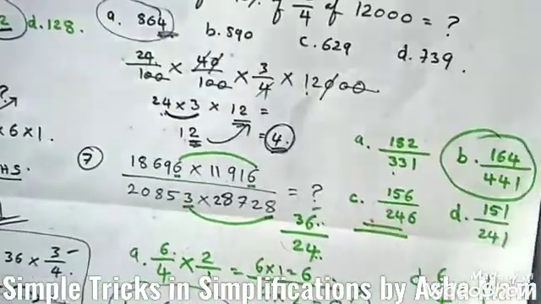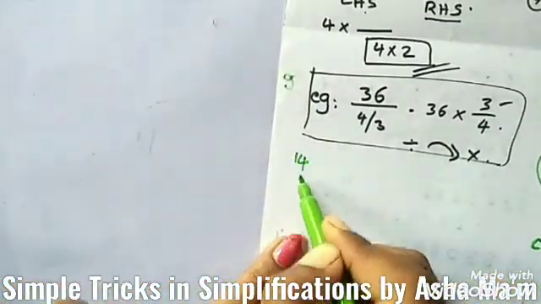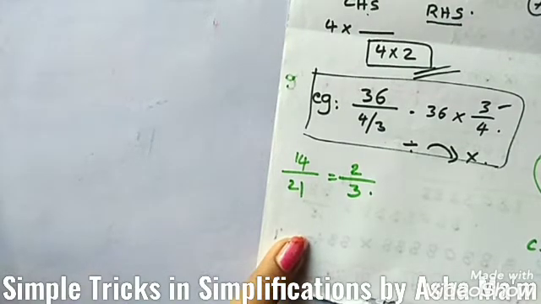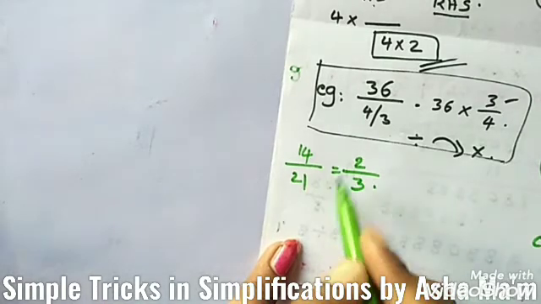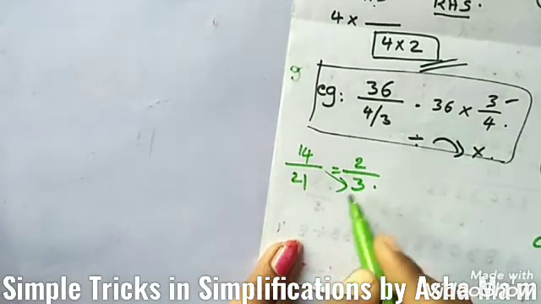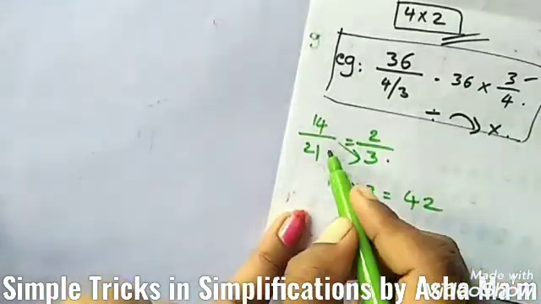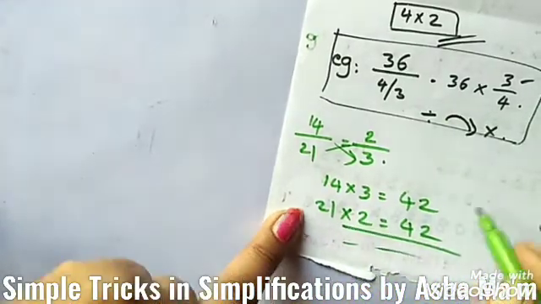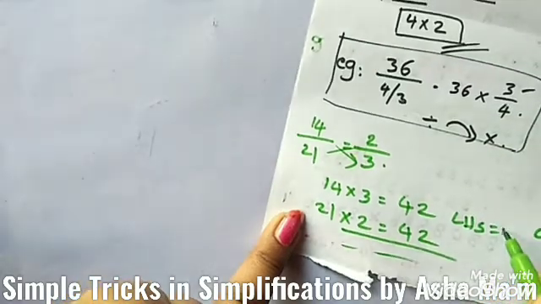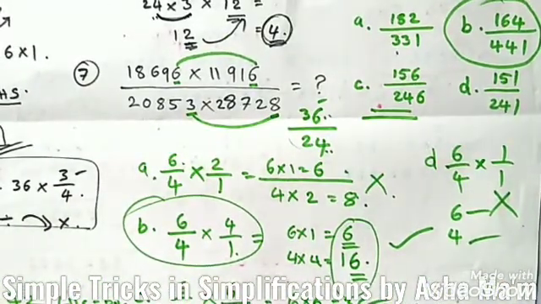Just for example, I am going to write here: for suppose 14 by 21 is equal to 2 by 3. Already you know that LHS must equal RHS. So here is the cross multiplication. 14 into 3, 42, and 21 into 2 is also 42. Like this only, LHS equals RHS. So this is the answer. Right, this is question number 7. Let us see question number 8.